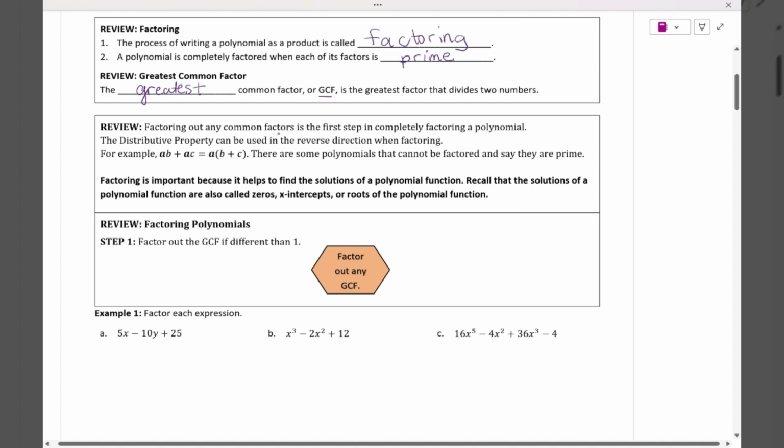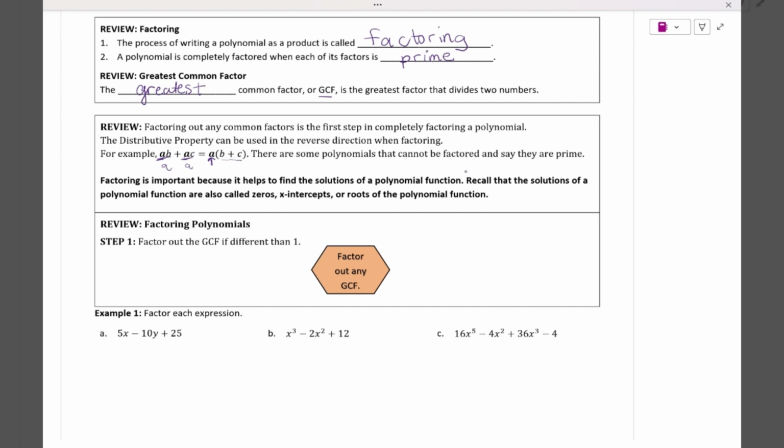So we have an example here, AB plus AC. If you have this expression, notice that they have the A's in common, right? So we factor out, pull out the A's, divide by A. We write that common factor there, open parentheses, and we write what's left once we divide by that common factor. So we're left with B plus C. So that's how that one would be factored. Now remember that if we cannot factor a polynomial, we will say that it is prime.